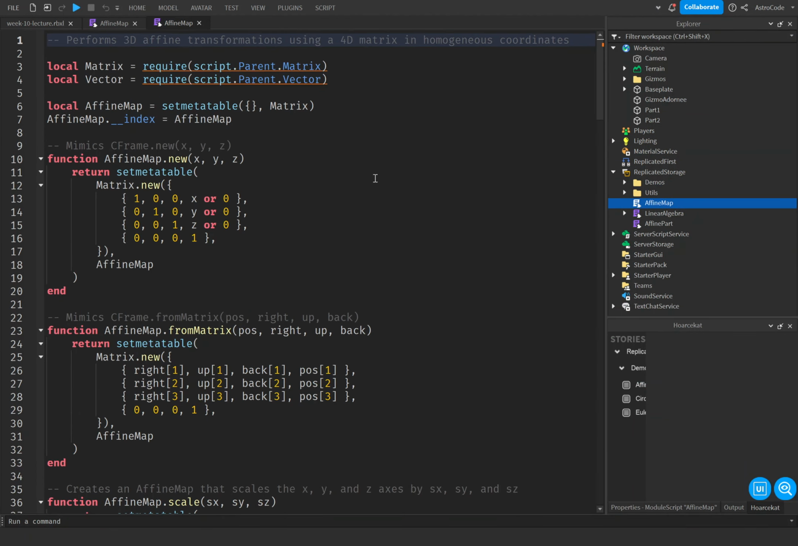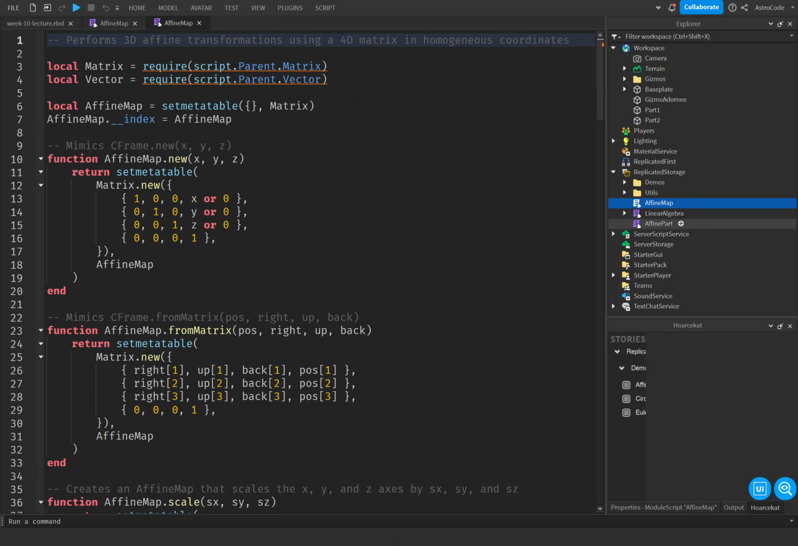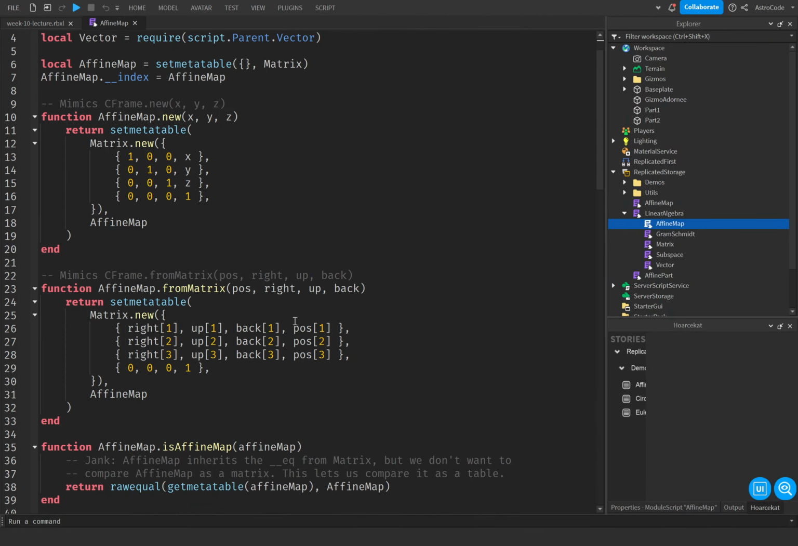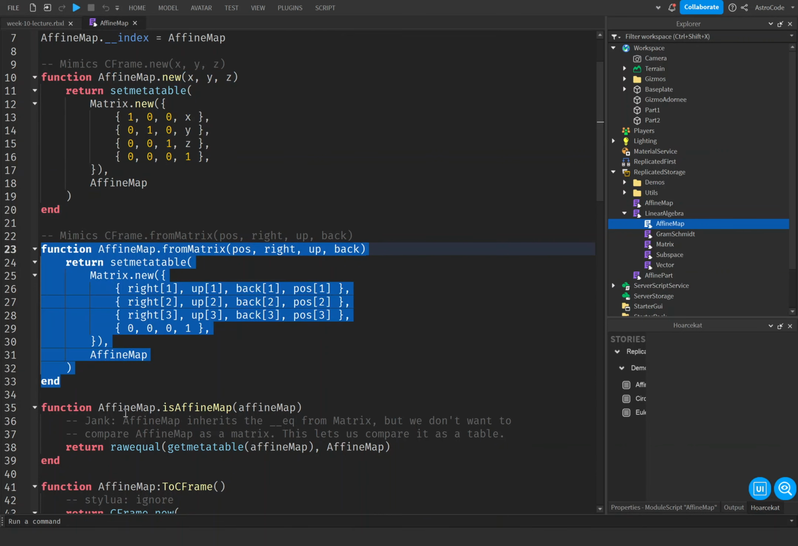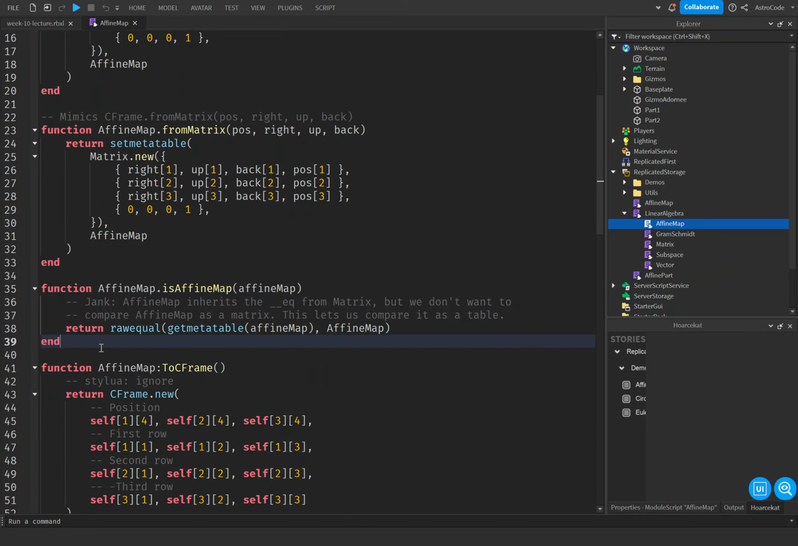Okay, here was our affine map. It actually looks a little bit different than last week because I fixed some of the issues we were having. Aha, this is the wrong affine map. This is the one with the new changes. This is the affine map. So we did .new last time. We did from matrix.